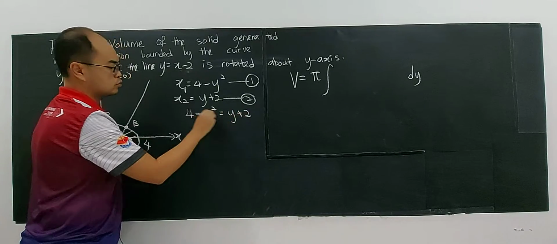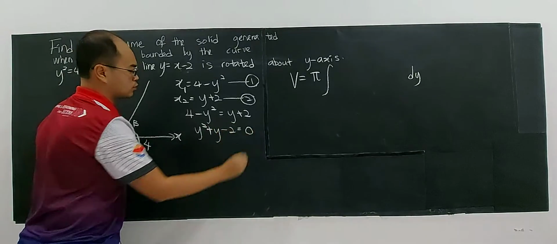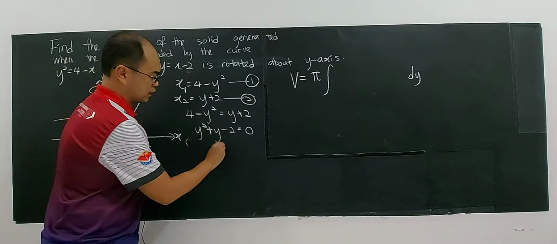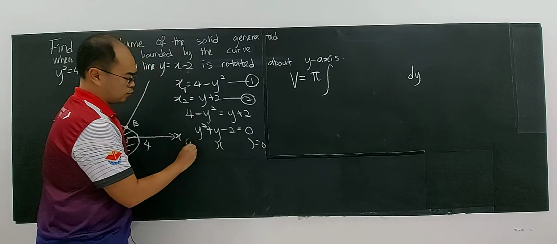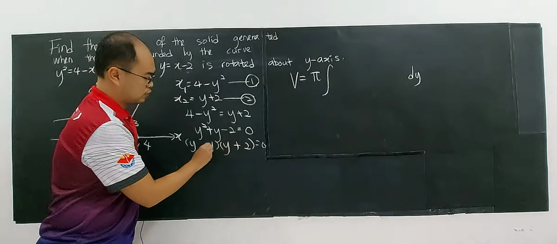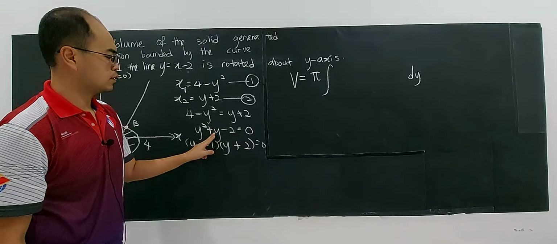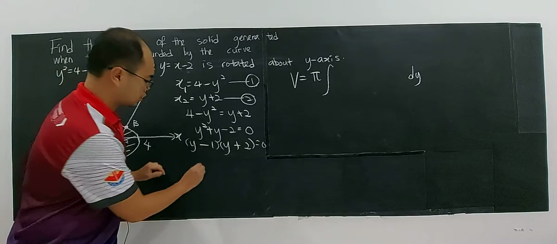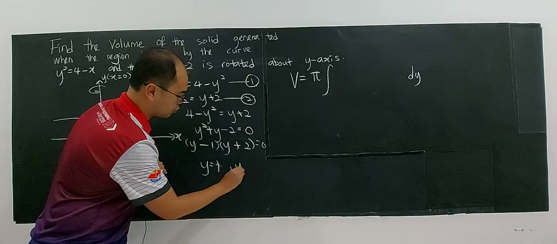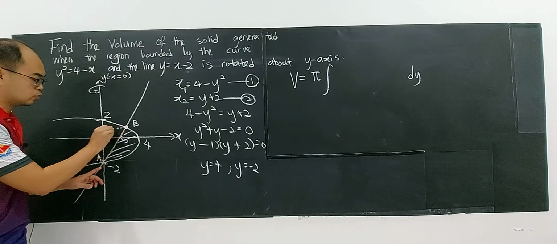So 4 minus y squared equals y plus 2, and then I have y squared plus y minus 2 equals 0 if I rearrange. Let's factorize quickly: 1 and 2, one positive and one negative. So you are getting y equals 1, and the other one y equals negative 2. This is exactly what is in the diagram here: negative 2 up to 1.